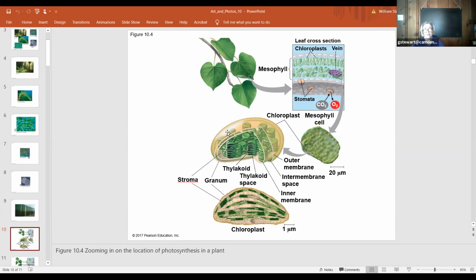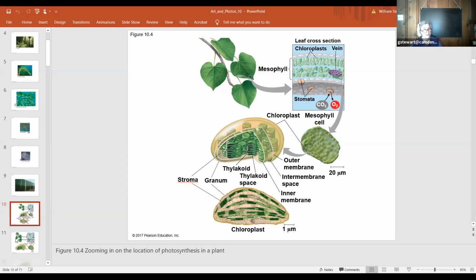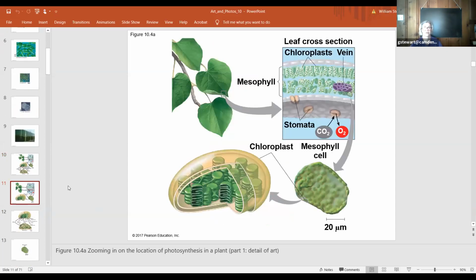Chloroplasts have 3 membranes, or a triple membrane, outer, inner, and the innermost membrane folded up into these discs. Each disc is called a thylakoid. The stack of discs is called a granum. And the fluid around the discs is called the stroma. Okay, so we did learn that back in chapter 6, and here's some bigger pictures.